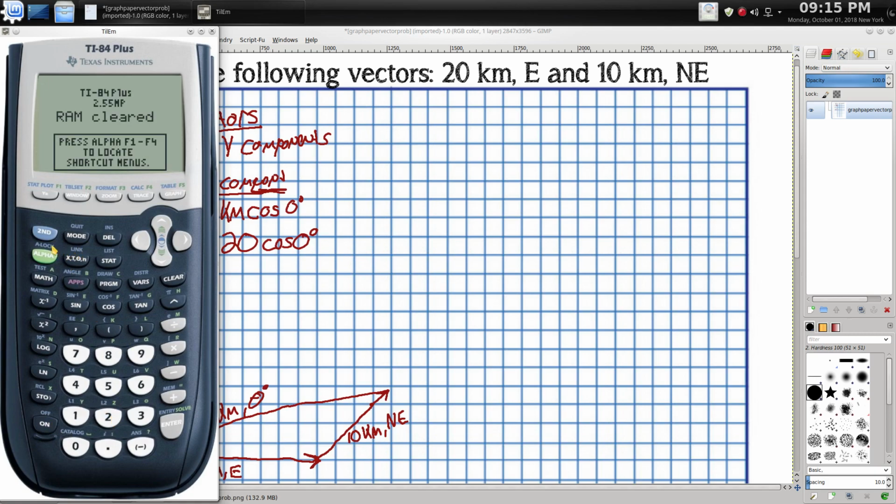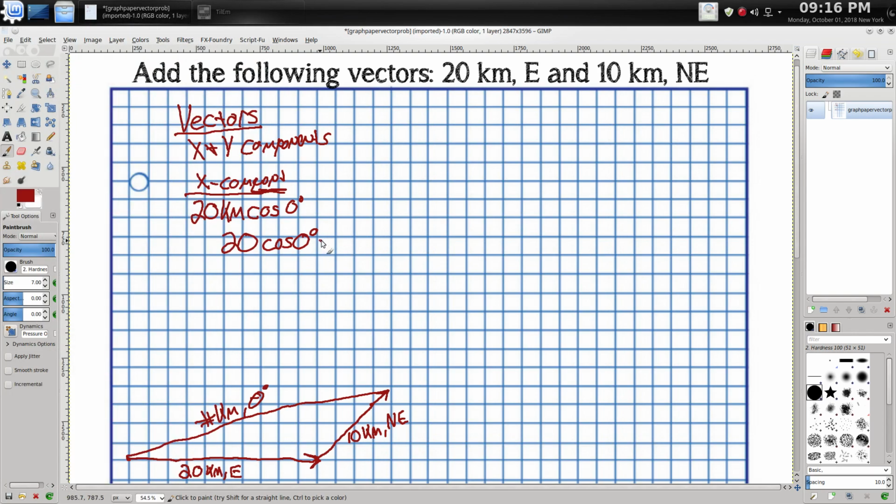Well, on your calculator, make sure in your mode that you're in the degree mode. Notice here by default we're in the radian mode. I'm going to move this over to degree. Now, once you're in the degree mode, let's punch this in: 20 cosine 0. All right, enter. Wow, we get 20. So we now know that this is 20 kilometers. That's great for our x component.